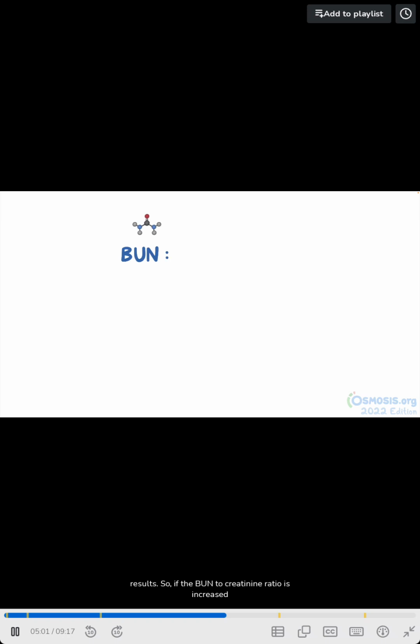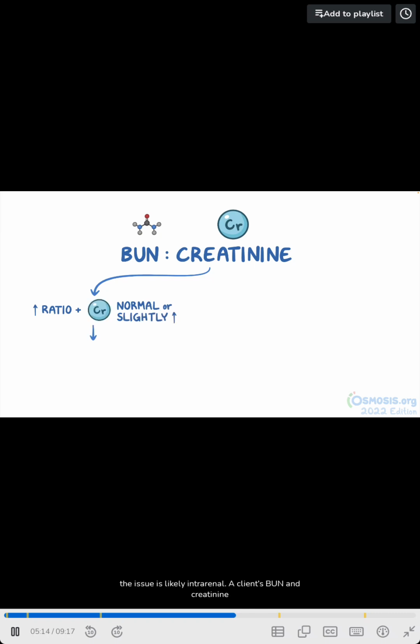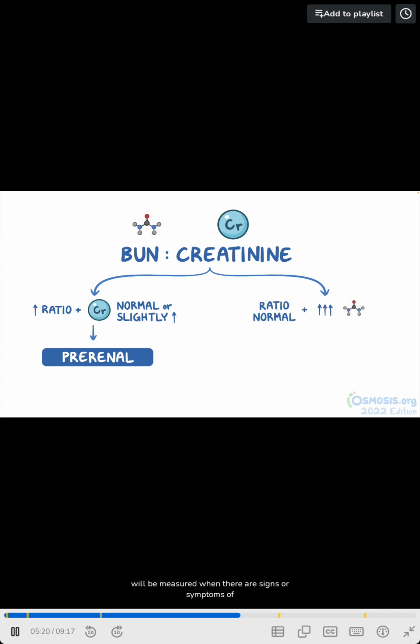Now, sometimes the BUN to creatinine ratio is examined to determine the cause of the altered laboratory test results. So, if the BUN to creatinine ratio is increased, and the creatinine is normal or slightly increased, the cause is likely prerenal. On the other hand, in cases where the ratio is normal, and there are high levels of both BUN and creatinine, the issue is likely intrarenal.